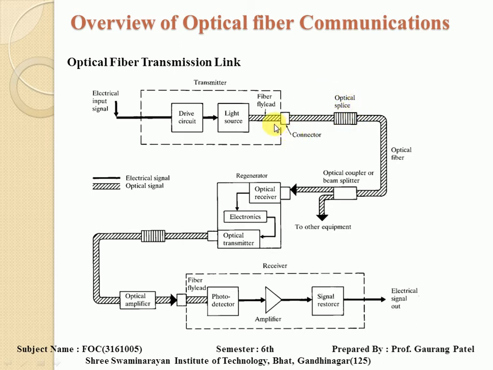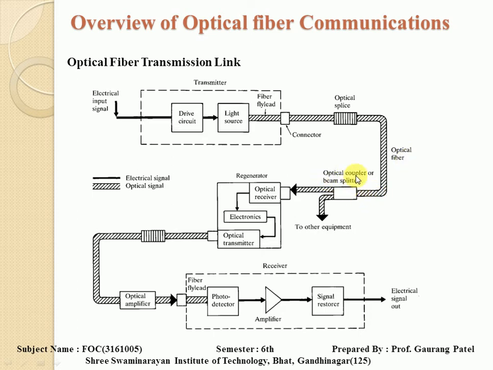Connector is also used to make connection between two fibers, but ये connector temporary connection देता है. So if you would like to connect two fibers temporarily, then we have to use this connector, and for permanent connection between two fibers, optical splice is used. The signal travels through this optical fiber. So the main function of this optical fiber cable is to carry the optical signal or light signal.